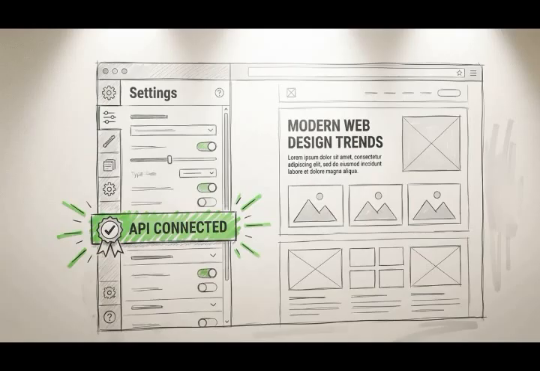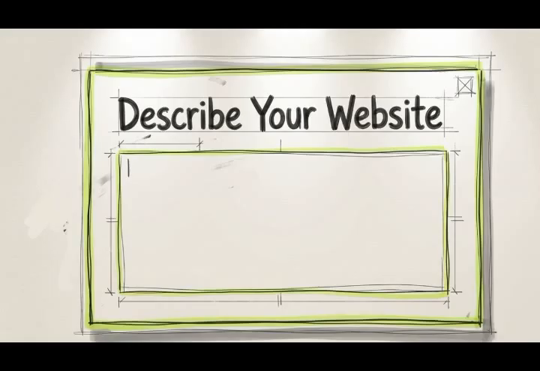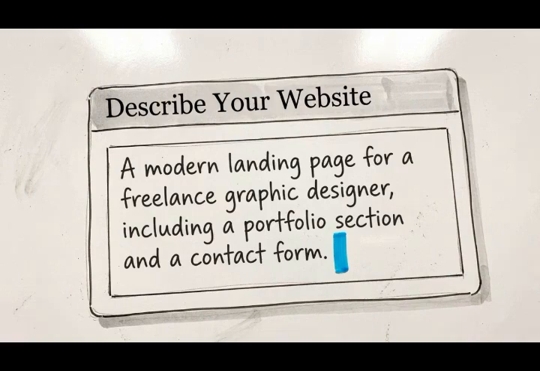Establishing this API connection transforms the underlying code into an active listener, ready to fill your layout with content matching your specific business niche. Let's build the site. Go back to the dashboard, click Create New Site, and select the Prompt Creation mode. Here, you simply describe what you want. We will type a modern landing page for a freelance graphic designer, including a portfolio section and a contact form.